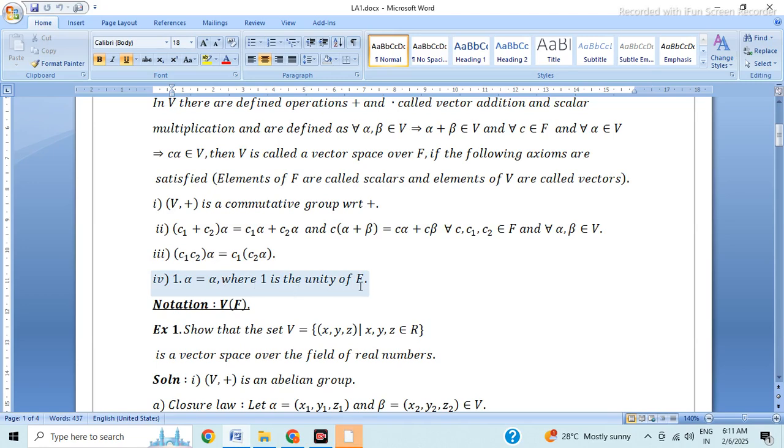Here also, we know that 1 into alpha is alpha. But don't think that this is our usual 1. This is the identity element. Usually we denote the identity element as E.